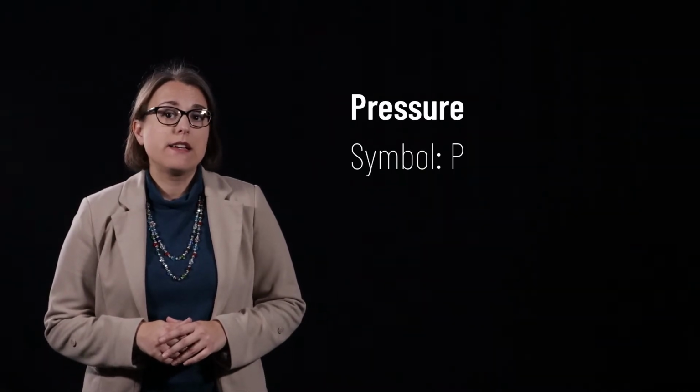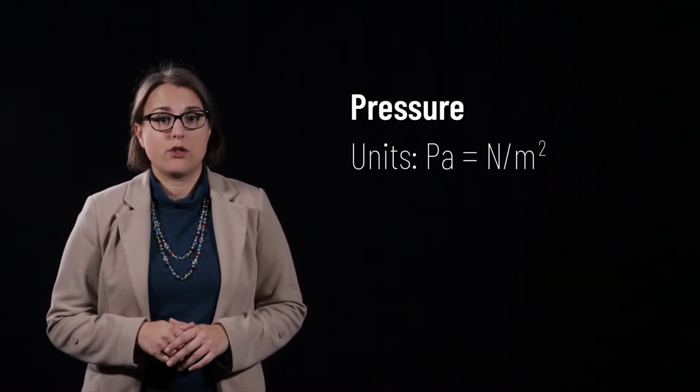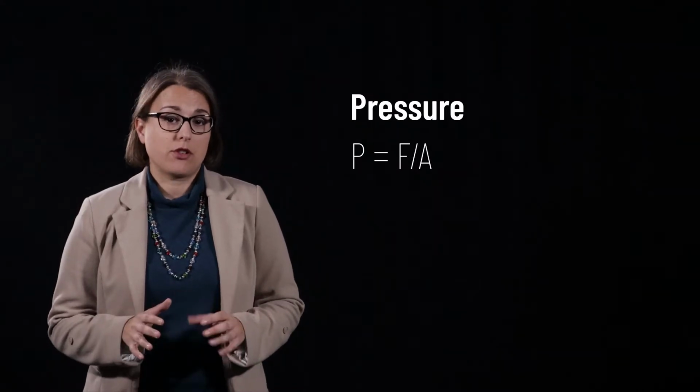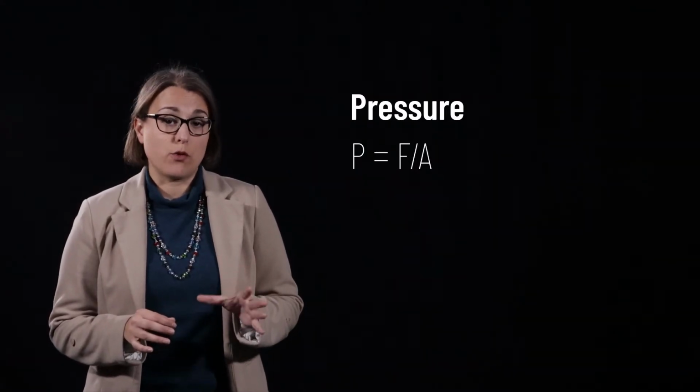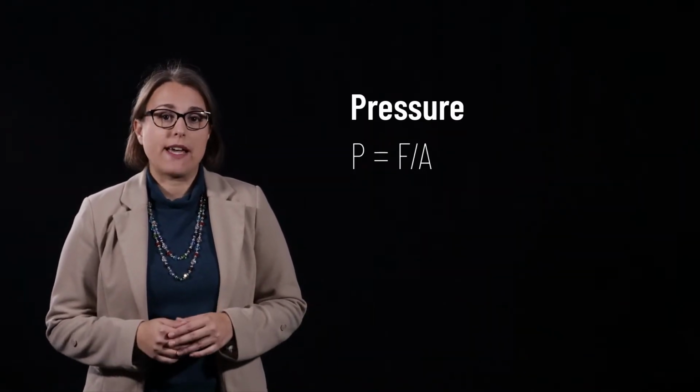Pressure is a concept that is important in solids, liquids, and gases. We'll discuss atmospheric pressure in Lecture 14. For now, let's talk about pressure caused by solid and liquid objects. The symbol for pressure is the capital letter P. The SI units of pressure are pascals, which can be broken down into units of newtons divided by meters squared. Pressure caused by a solid object is equal to force divided by area, or P equals F divided by A.